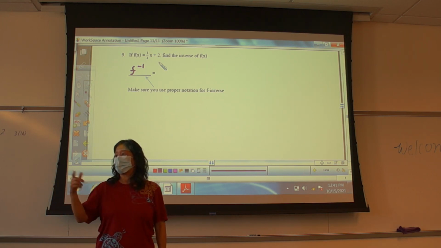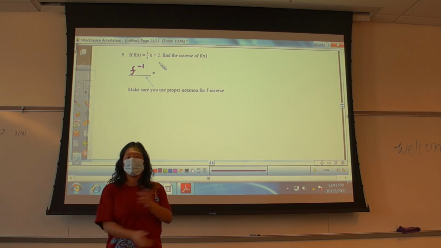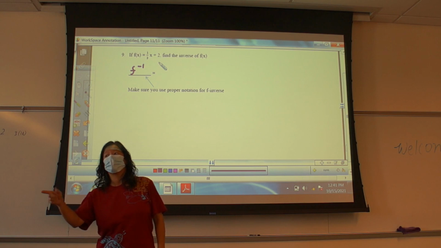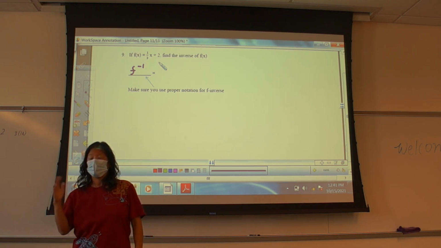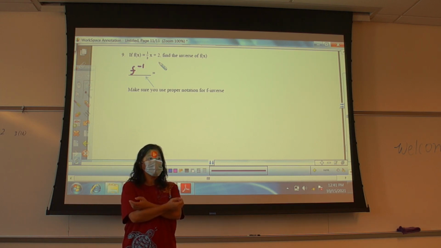Switch, a lot of times people start thinking of the signs. It's not the signs. It has nothing to do with the signs. It has to do with swapping places. The signs have to do with reflection. Yeah, there was something in the homework where I had to flip the signs. That's reflection. Swapping is inverse.